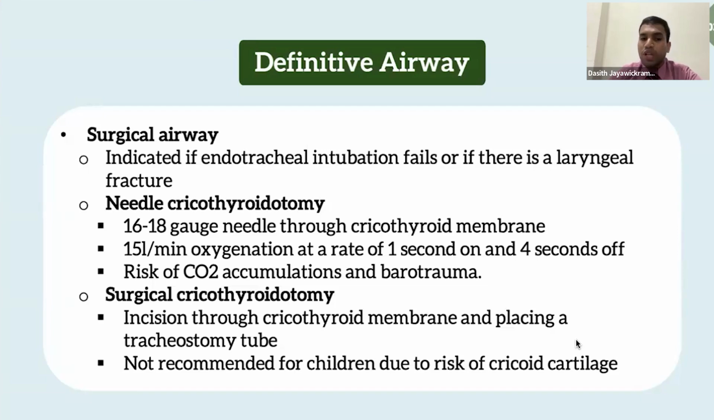If you know these 2 names, that will be enough. You don't need to know how to do a needle cricothyroidotomy or surgical cricothyroidotomy. You basically need to know that if airway intubation fails, our next option is a surgical airway. These surgical airways can be classified as emergency and elective, and emergency we can again classify as needle and surgical cricothyroidotomy. That will be enough for your level.